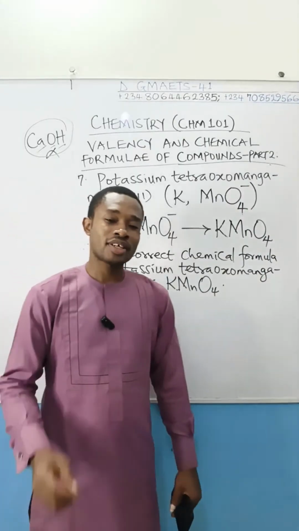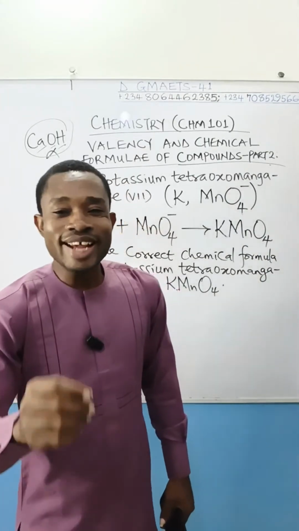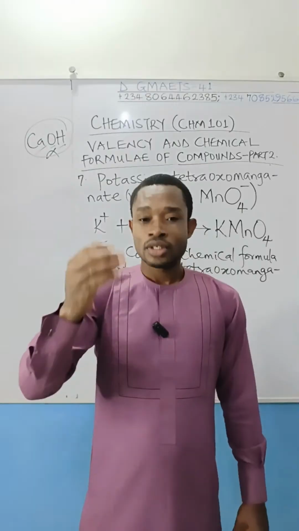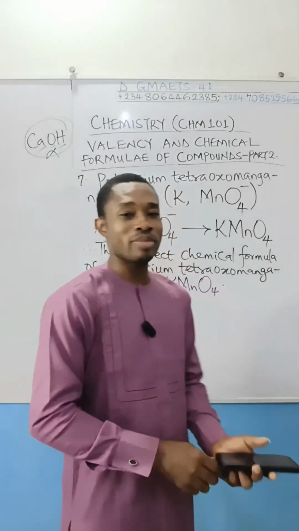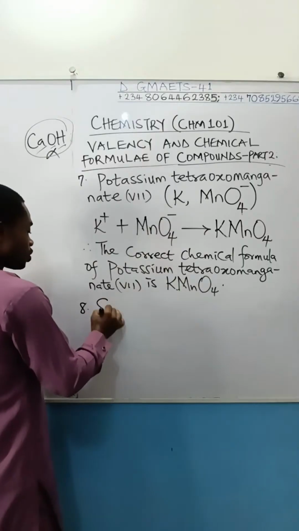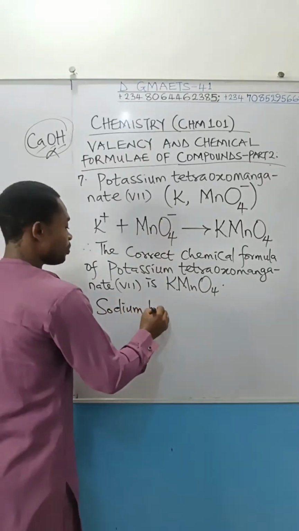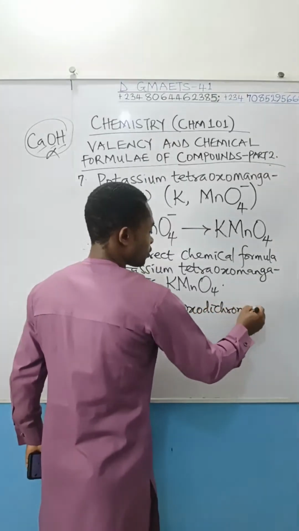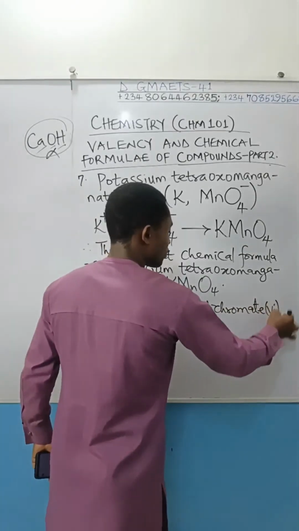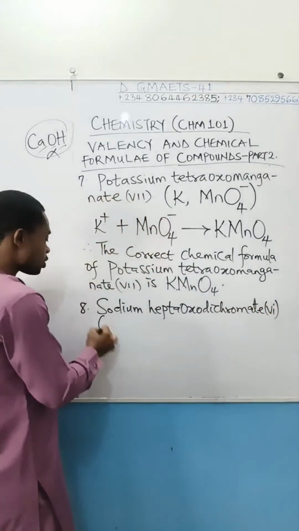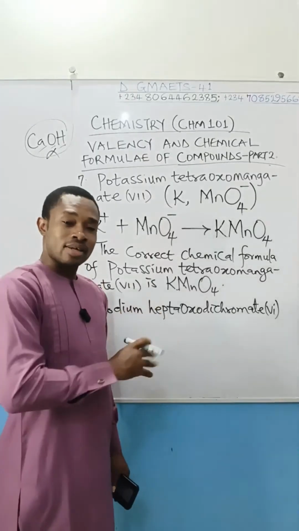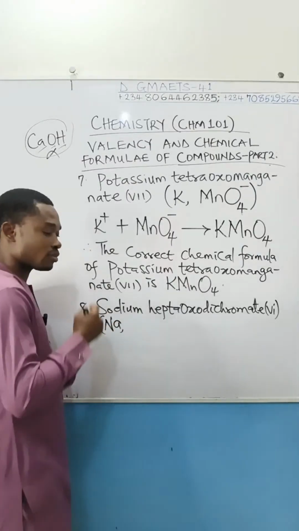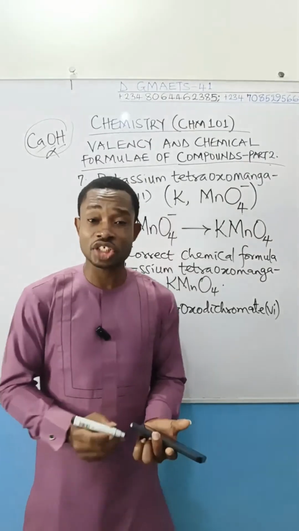How about we talk about the correct chemical formula of disodium heptoxodichromate 6, or simply called sodium heptoxodichromate 6. Let's go. Sodium heptoxodichromate 6. So what are the component species, the elements that make up this compound? Sodium is one of it. Instead of sodium, we could have potassium.